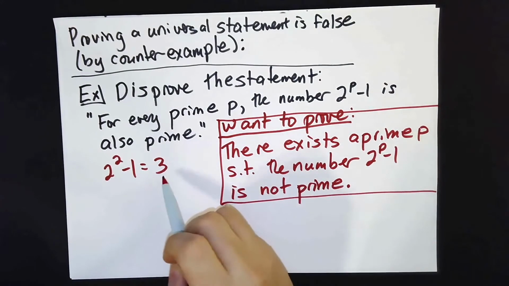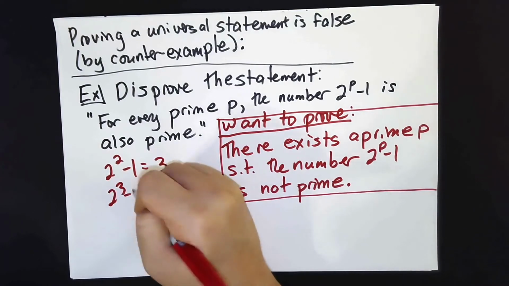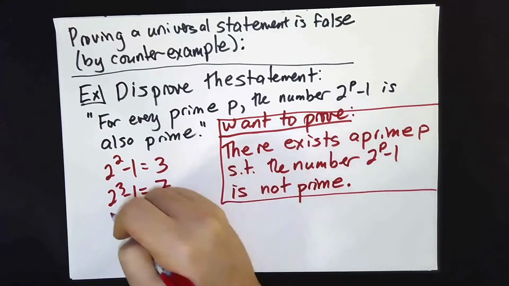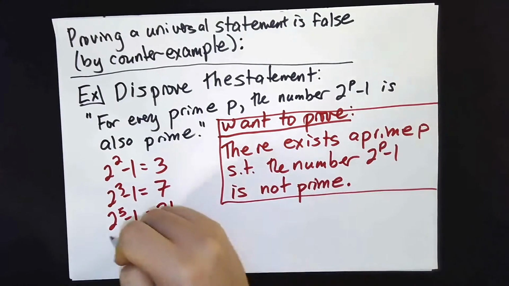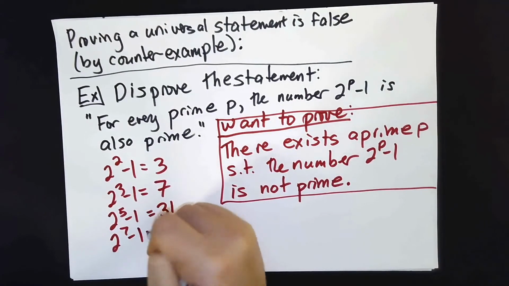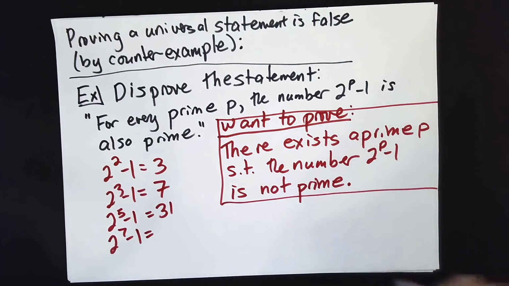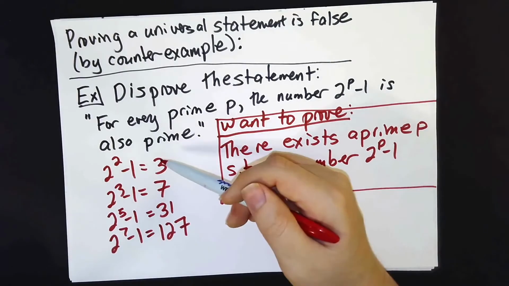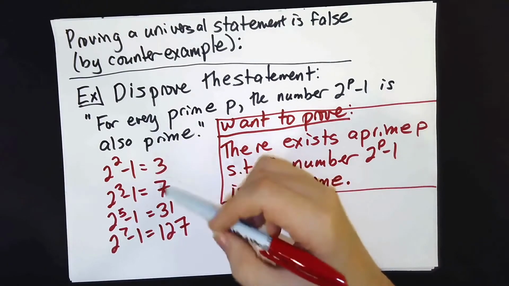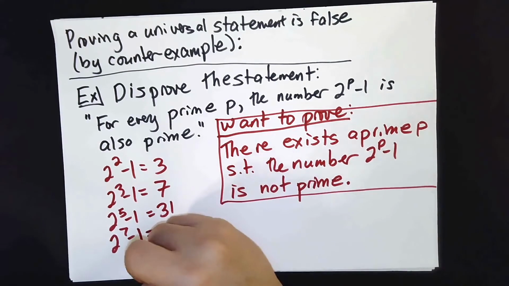This, however, does not work for p equals 2, because 2 to the 2 minus 1 is 3, which is prime. 2 cubed minus 1 is 7. 2 to the 5th minus 1 is 31. 2 to the 7th minus 1 is 127. We have entered into the realm where it might take you a minute to show that 2 to the 7th minus 1, which is 127, actually is prime.